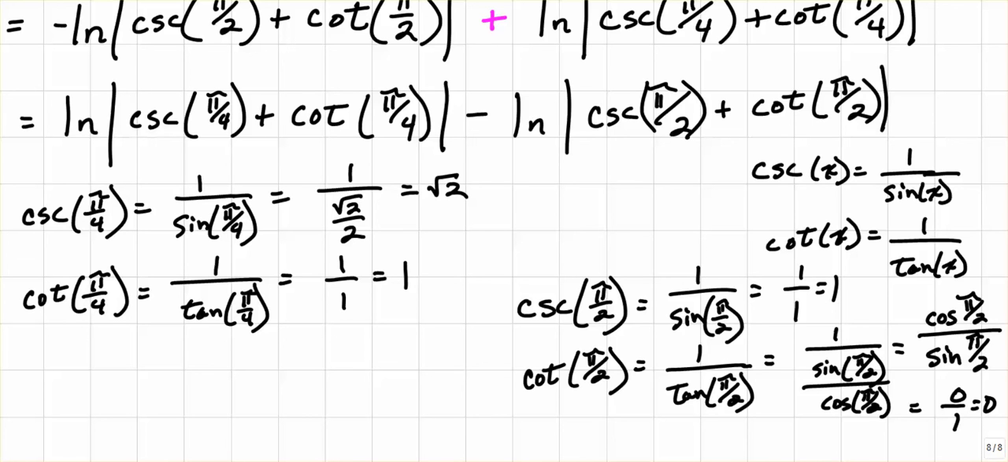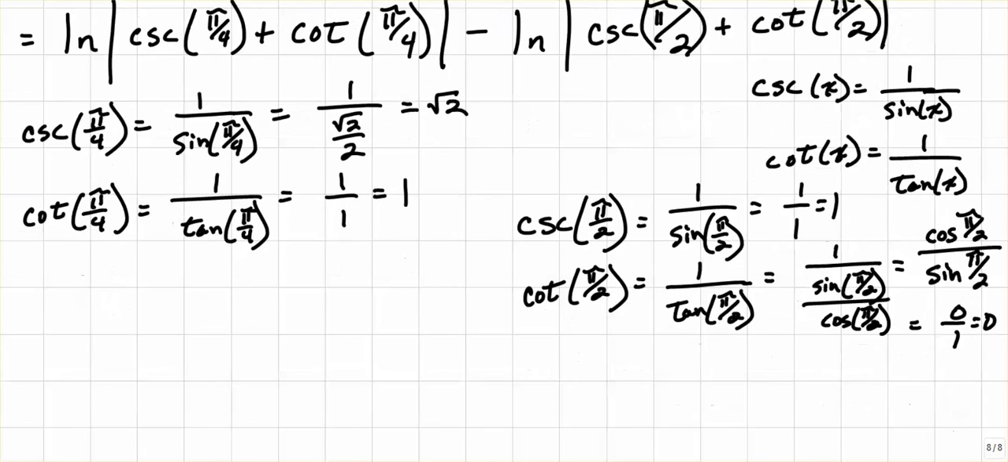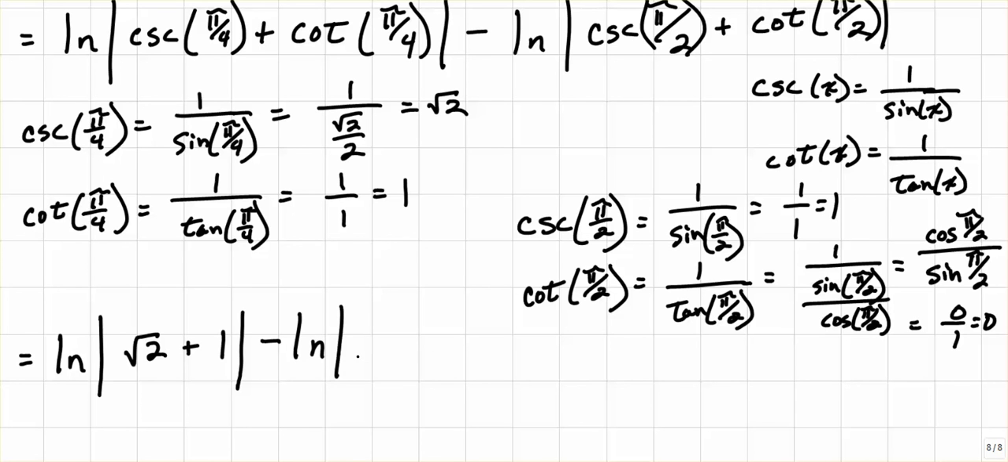So now I can go ahead and say that this is going to be equal to the natural log of the absolute value of the cosecant of pi over 4, which is the square root of 2, plus the cotangent of pi over 4, which is 1. We notice that that is a positive value. And this is going to be minus the natural log of the absolute value of the cosecant of pi over 2, which we know is 1, plus the cotangent of pi over 2, which we know is 0.